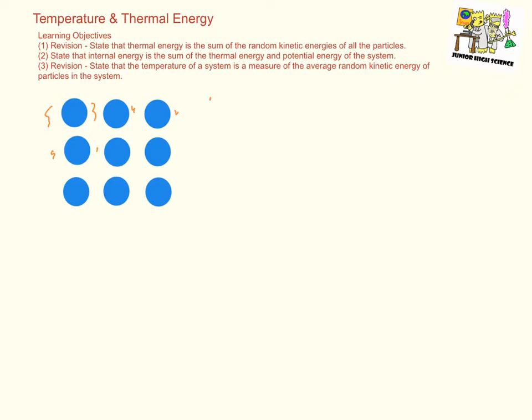If we increase temperature, it has been observed that the particles will start to vibrate more vigorously, and therefore the average random kinetic energy of all the particles will increase. Similarly, when we decrease temperature, the average random KE of all the particles will decrease. That is the reason why in point 3 of the learning objectives, you see that temperature is a measure of the average random kinetic energy of all the particles in the system.